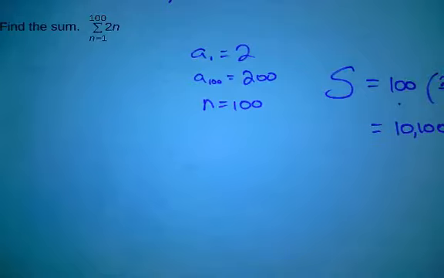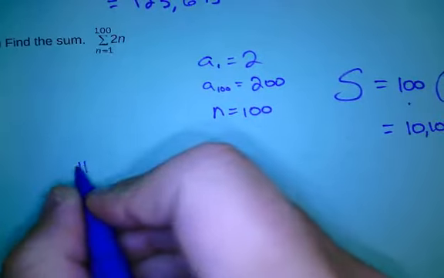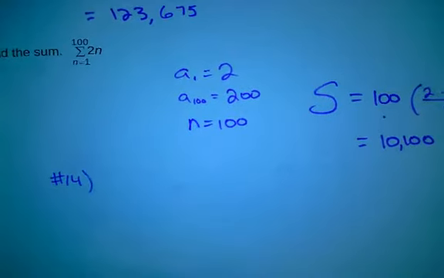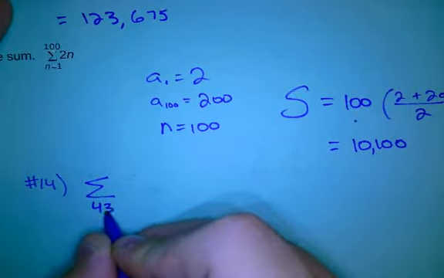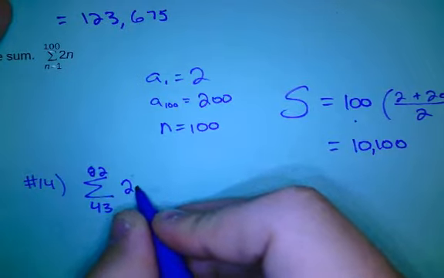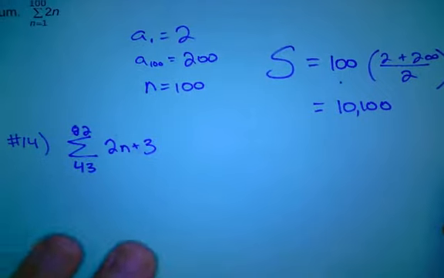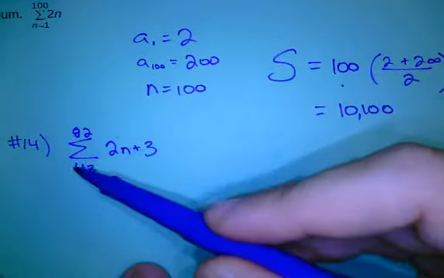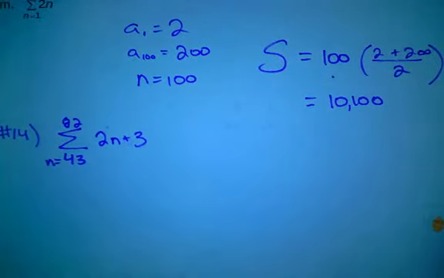Hey, can I give you another problem? Lots of fun problem? Here we go. We'll make this number 14. I want to make sure that we know what is going on. So we're going to go from 43. Oh, that should probably be n equals in the bottom. 82. So from 43 to 82.